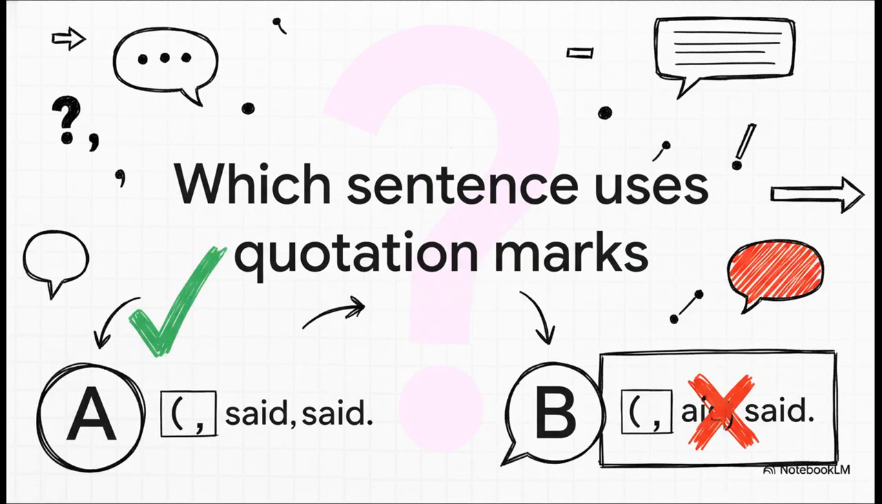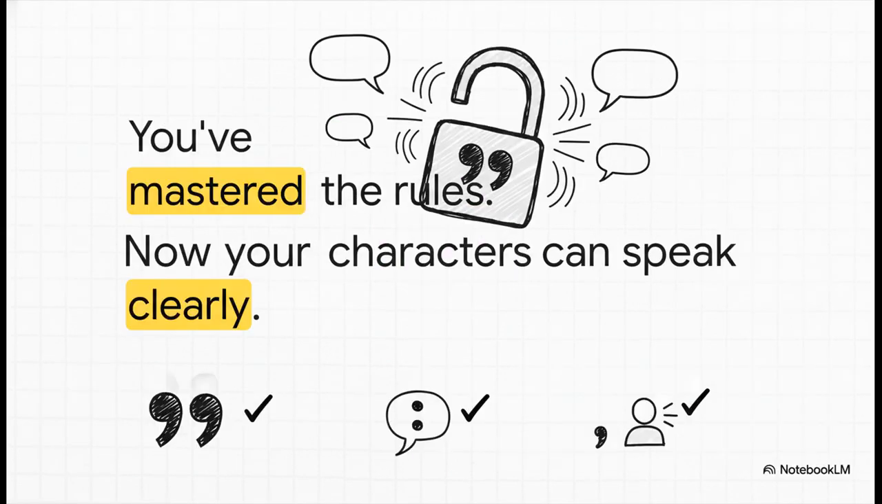Okay, last one. And this one uses our interrupted dialogue rule. Which one is correct, A or B? Pause and decide. It's A. That's the perfect structure, right? Comma inside the first quote, comma after the speaker tag, and then the rest of the sentence. Fantastic. And really, that's all there is to it.